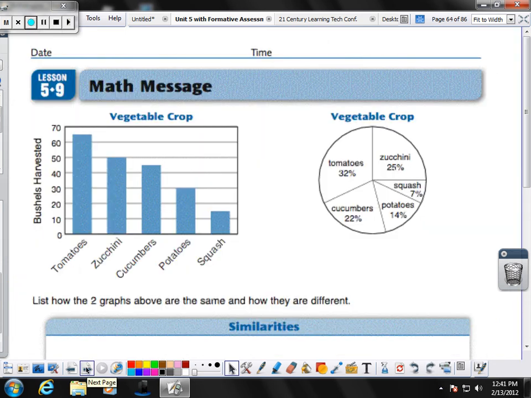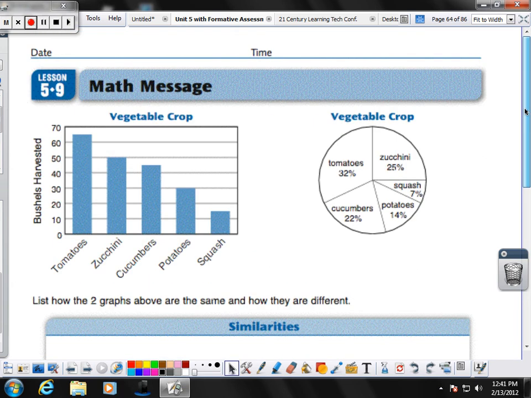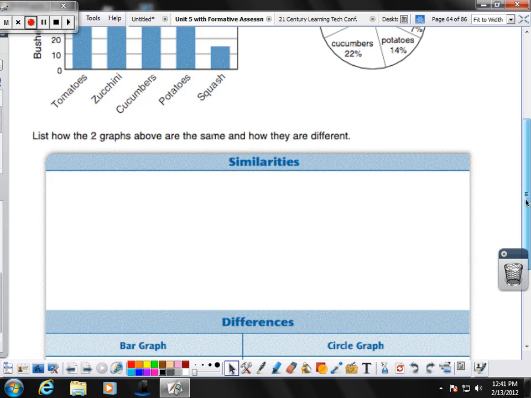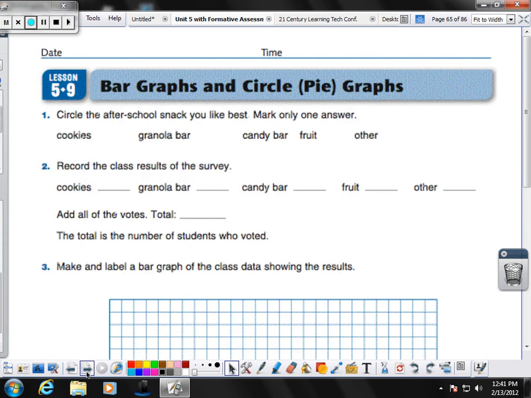When you work in class, you're going to start on page 150, analyzing these two data tables. Both of them deal with vegetable crops. You'll want to talk about their similarities and differences, so you can write those down. Then go to page 151, and each individually answer question number 1. Then as a class, someone will come up to the board and record all of the kids who chose cookies, granola bars, candy bars, fruit as their favorite snack, and other.